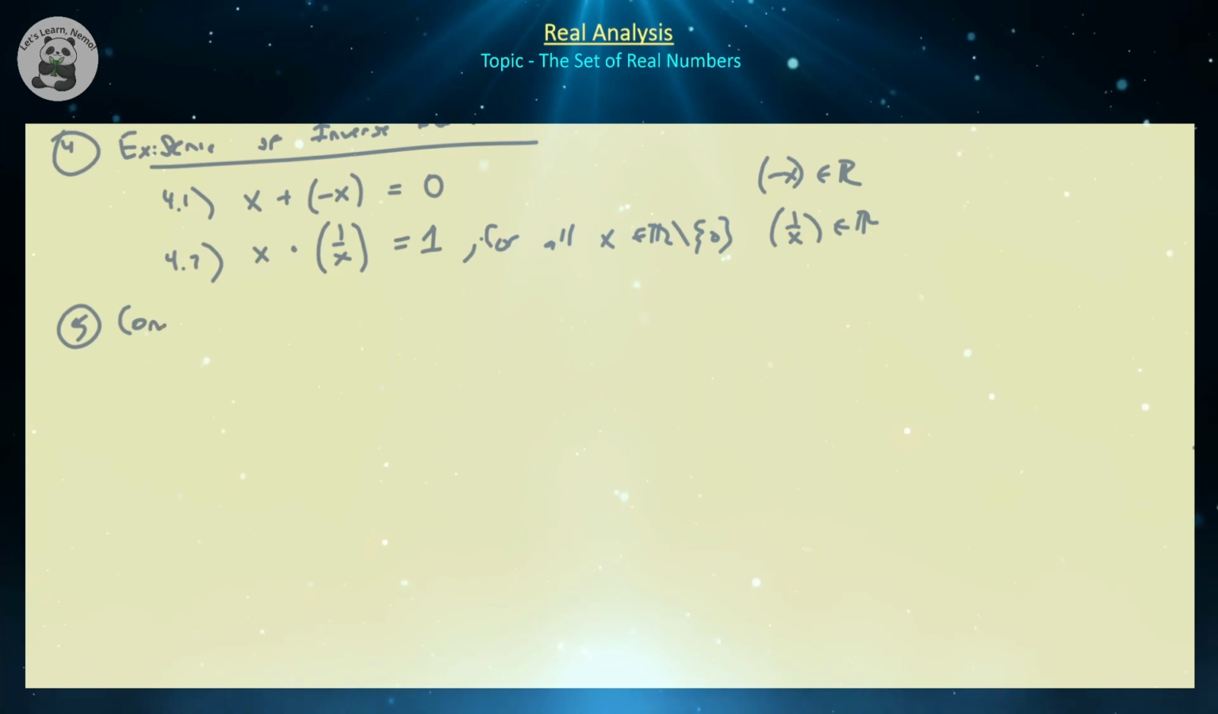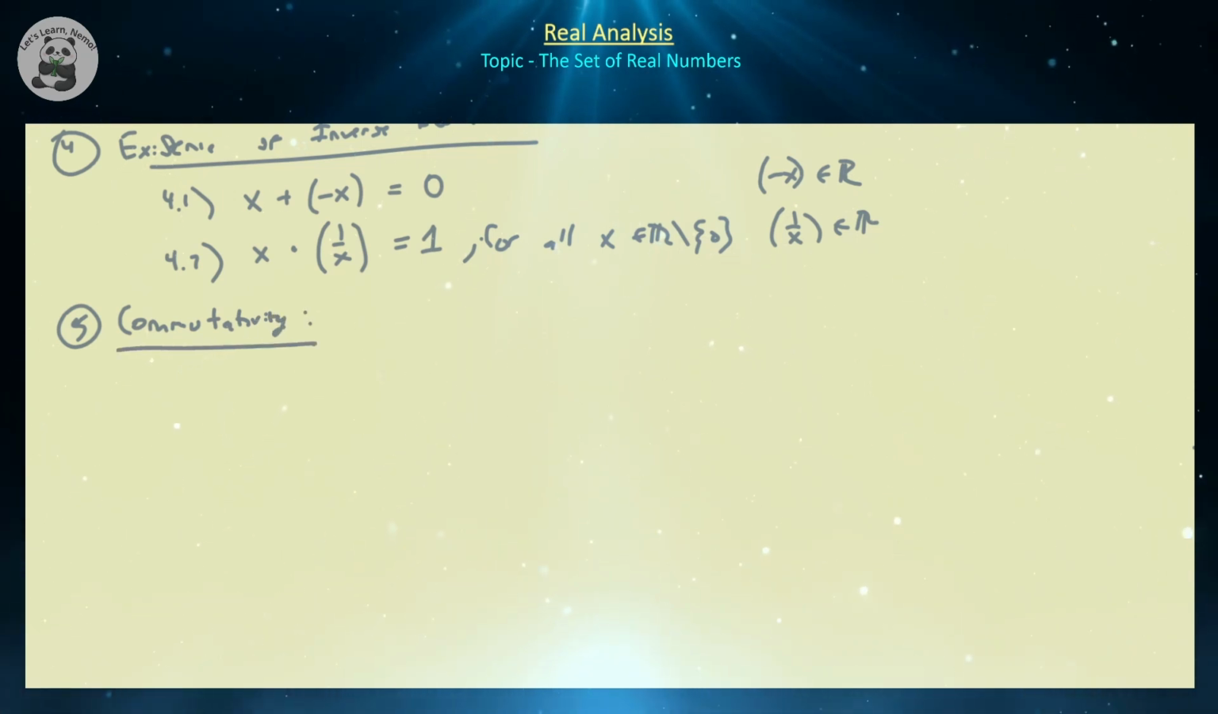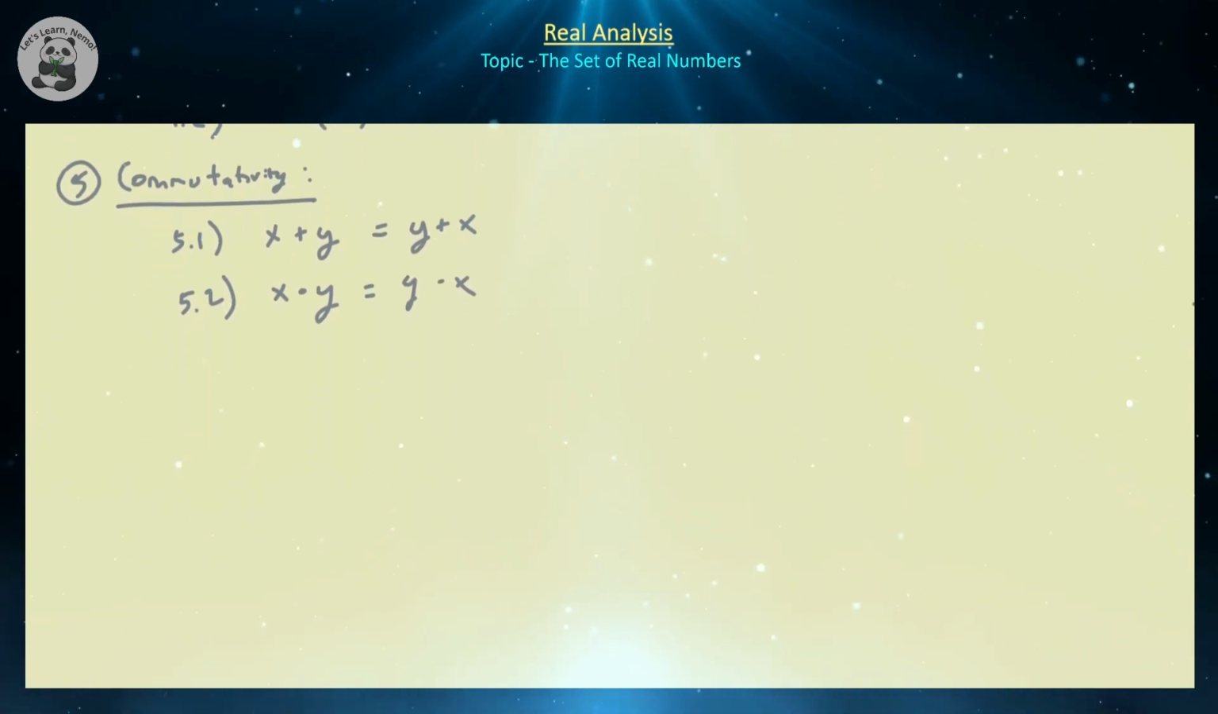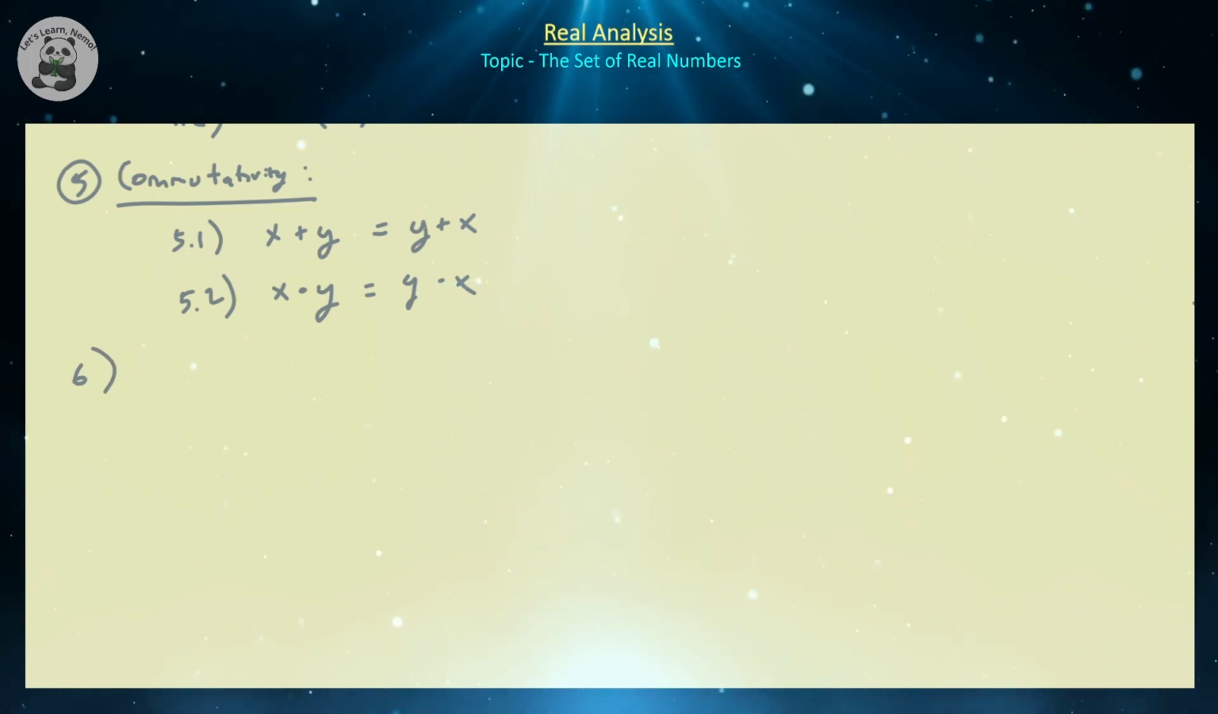The fifth property will be commutativity. It says that if I give you two real numbers, x and y, x plus y is the same as y plus x. That is, you can change the order. And the same thing goes for multiplication. So x times y is going to be equal to y times x. All of these properties practically separate addition and multiplication.